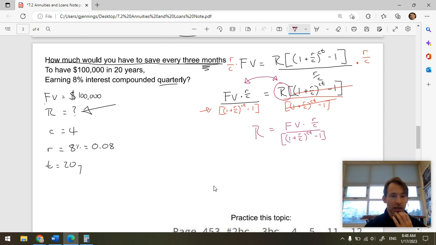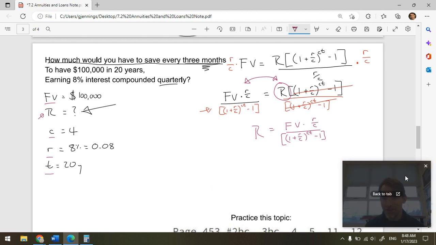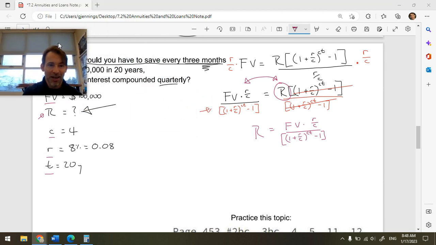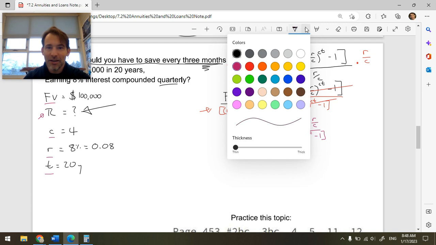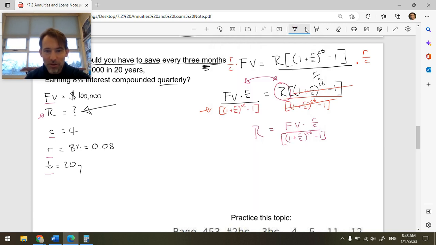Now I can just plug in these knowns and solve directly for that unknown without any inverse operations necessary once I get numbers involved. Just do it with your letters. It's a little bit easier. So let's do it. All right. So the amount that we would need to save every month is given by R is equal to 100,000, because that's the amount of money we want in 20 years, multiplied by R over C.